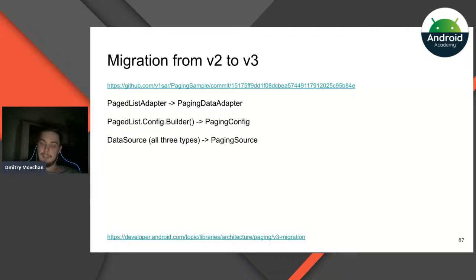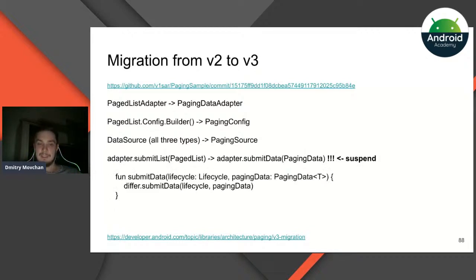So it will be not so easy, but it will be really convenient. But the last thing, you should change your submit list that you used before with submit data. And this submit data is a suspend function. It means that it's written in Kotlin Coroutines, and it will be hard in some situations. So the developers of this library prepared the second function that is not suspend, but you should pass the lifecycle into the first argument of this function to make it work.